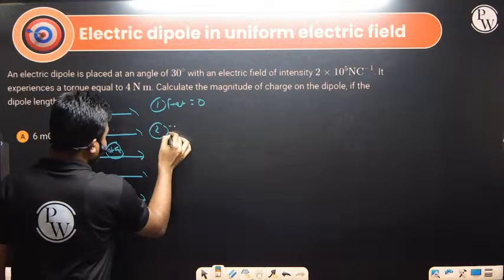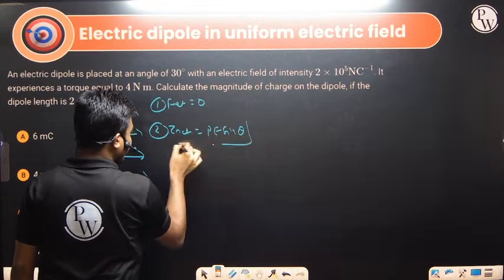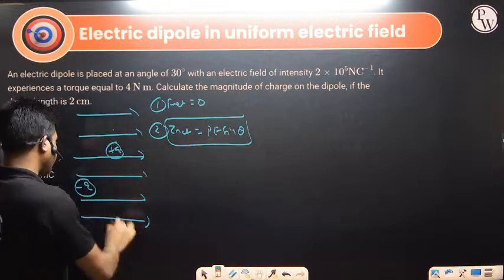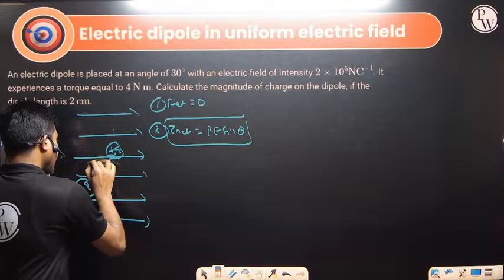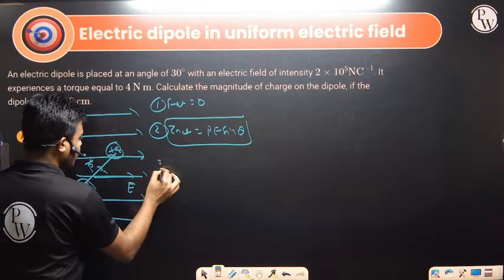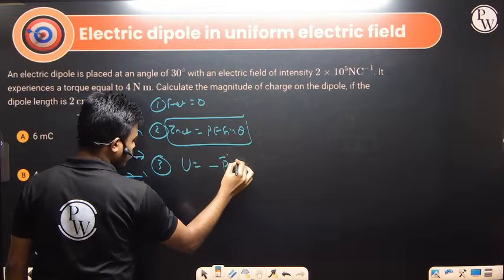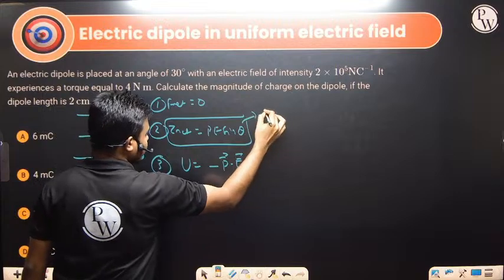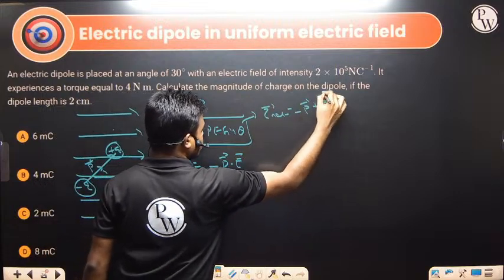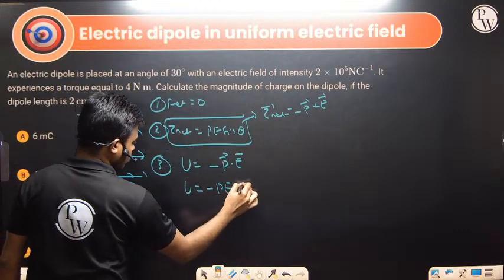Second is net torque. The torque is given by PE sine theta in terms of the magnitude, where P is the dipole moment, E is the electric field, theta is the angle between the dipole moment and electric field. So this will be P and this will be electric field. This will be torque. Next we have the third point, U. What is U? Minus P dot E. And if you write torque in vector form, net torque is given by P cross E. Okay, so U is equal to minus PE cos theta.